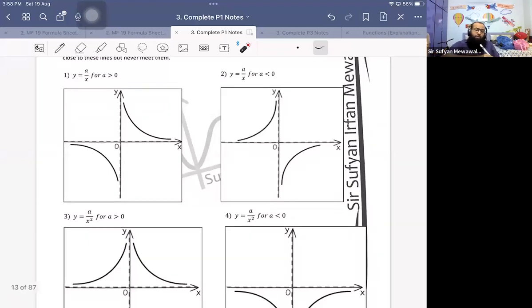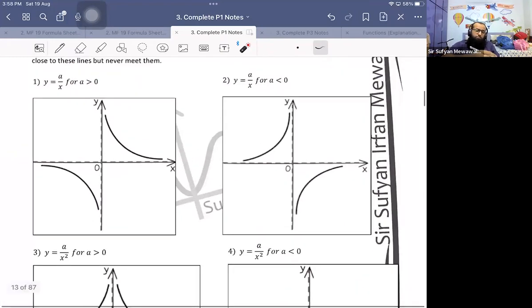So the first thing, y equals a over x for a is greater than 0. Now which case is this?